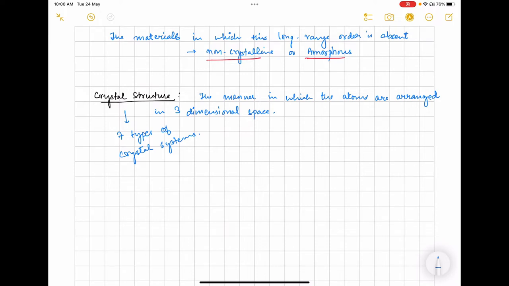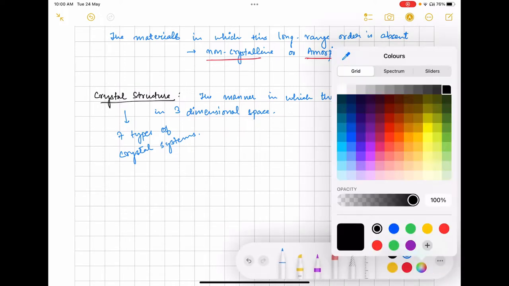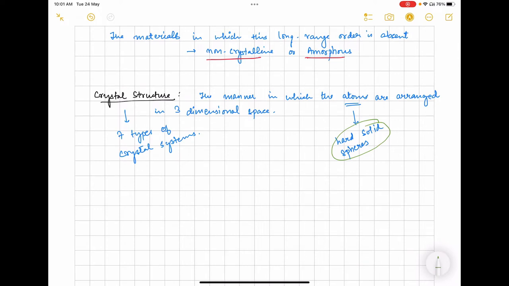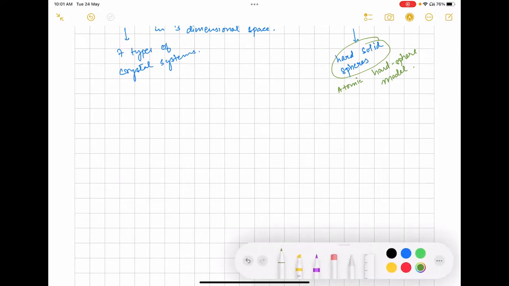Now, these species, these atoms or ions or molecules, are considered as hard solid spheres with well defined diameters. This can be termed as the atomic hard sphere model. So wherever the atoms are considered as hard solid spheres, that model shall be referred to as the atomic hard sphere model. Now, the next term is lattice.